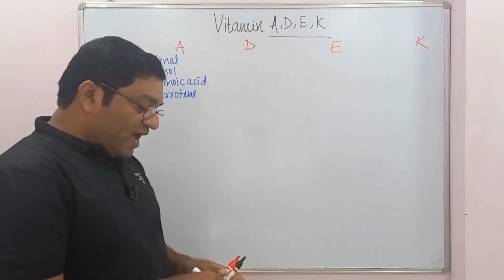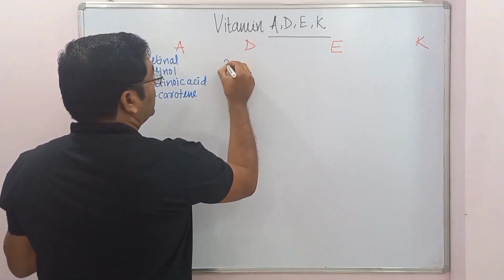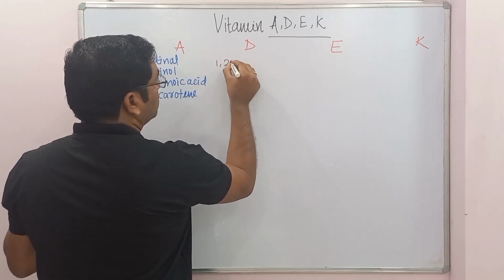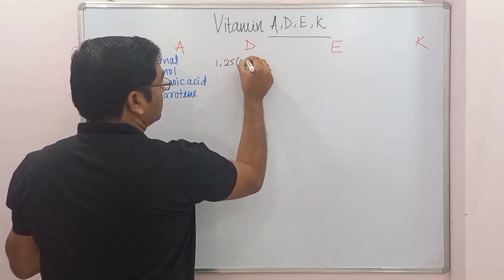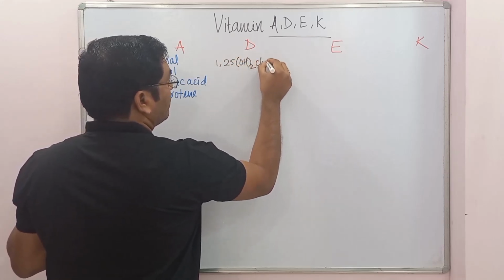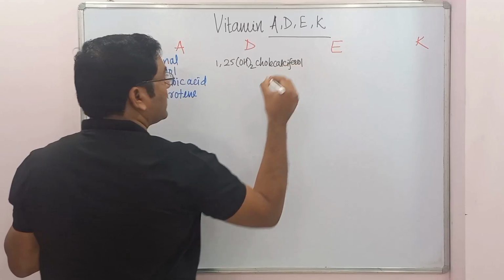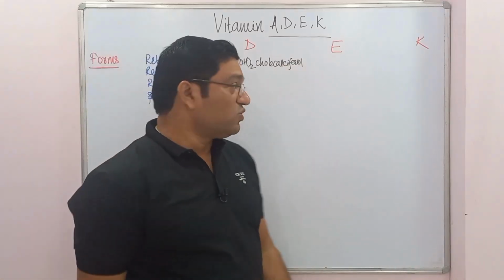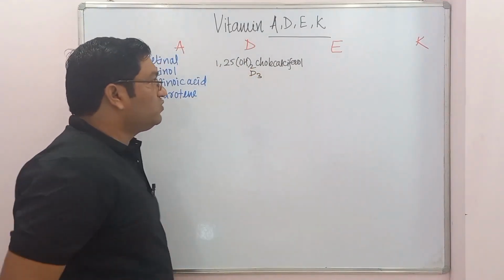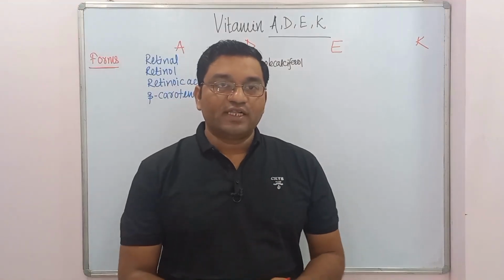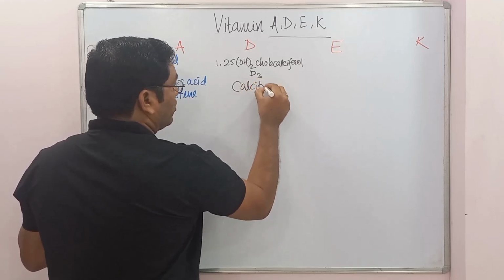Now vitamin D, the active form is 1,25 dihydroxy cholecalciferol. This is the active form of vitamin D. It is also known as vitamin D3, 1,25 dihydroxy cholecalciferol. It is also known as calcitriol.